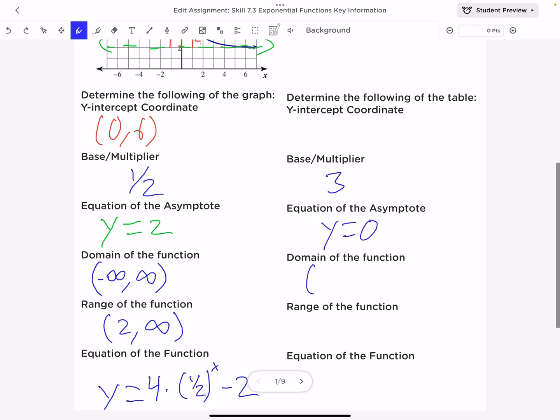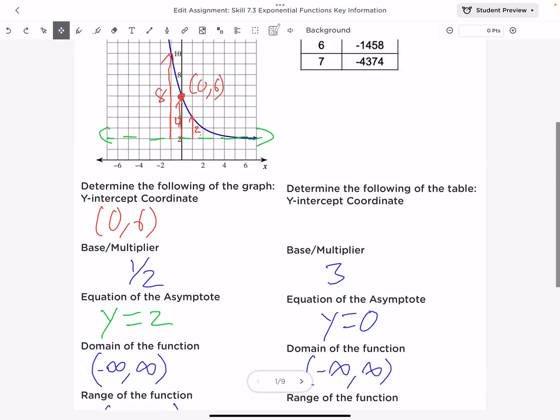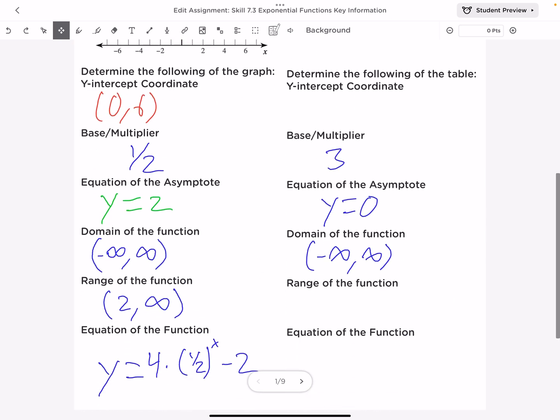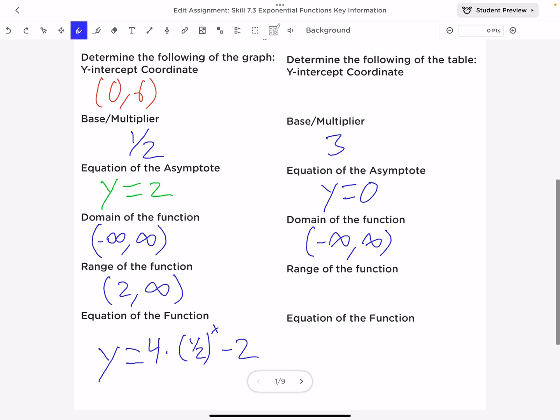The domain, like we talked about before, is always negative infinity to infinity. Now for the range, since we know the asymptote and it's negative, my maximum y value is always going to be 0. Right? So my maximum, which goes on the right here, is 0, and it's going down to negative infinity. And because it's an exponential function, it'll get super close to 0 without ever touching it. And then we can never equal negative infinity.